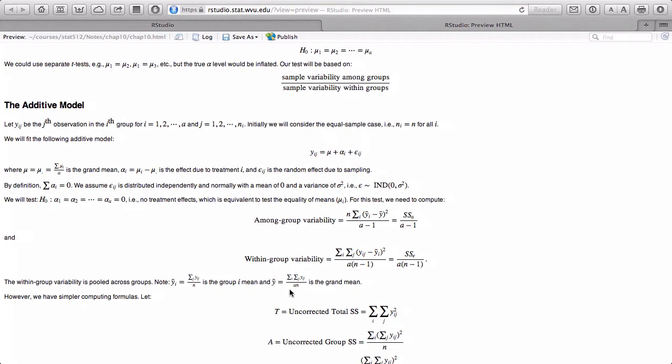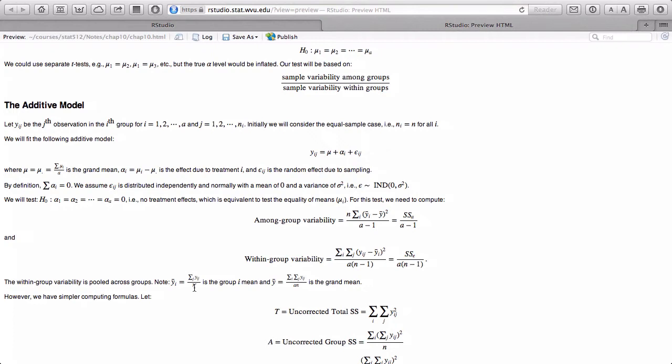And then for the ith group, the mean will be the sum of the y sub i j, j equals 1 up to n, or n sub i if we don't have equal sample sizes. And so that's the ith mean. Now the point is that we expect the y bar i's and the y bar, the grand mean, to all be about the same under the null hypothesis.